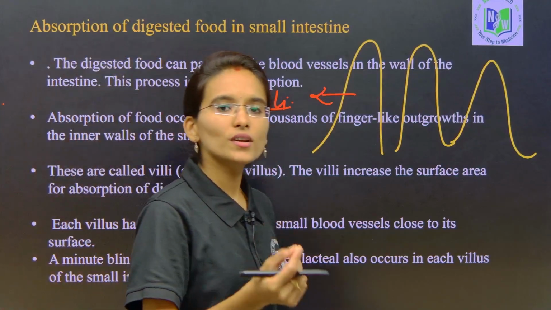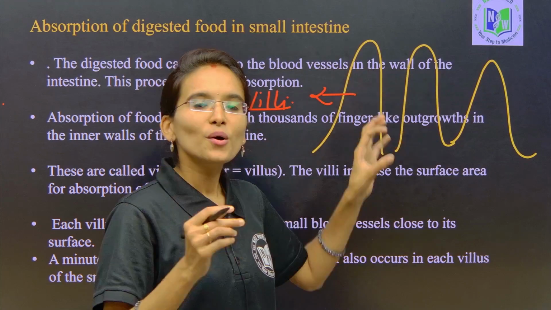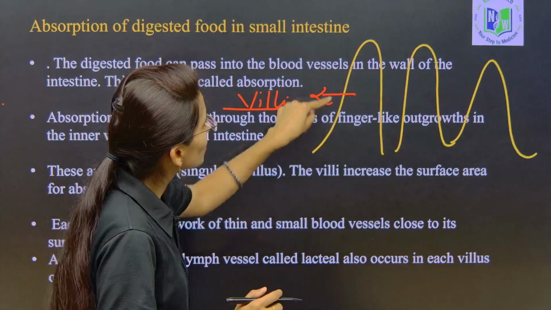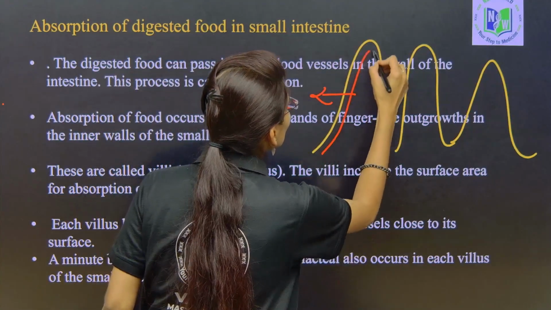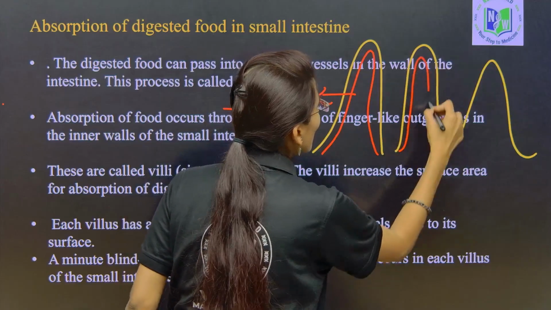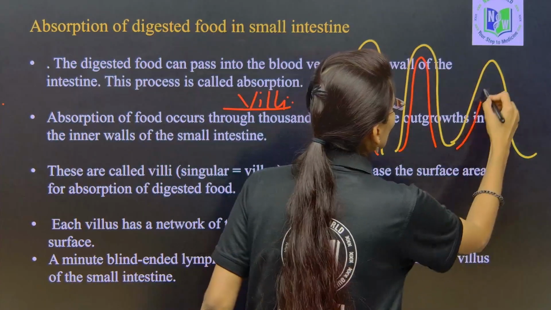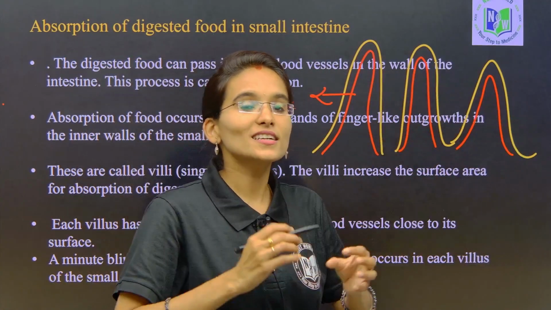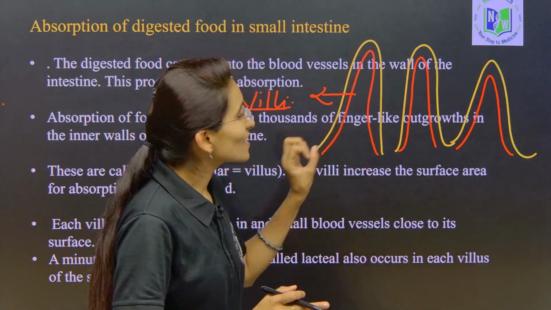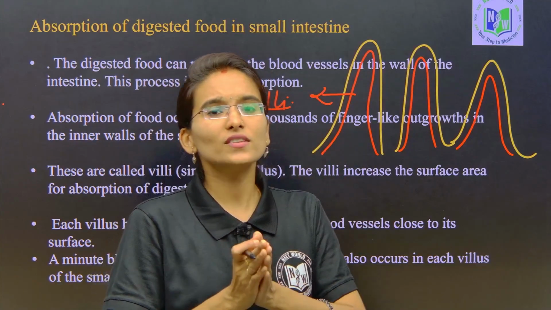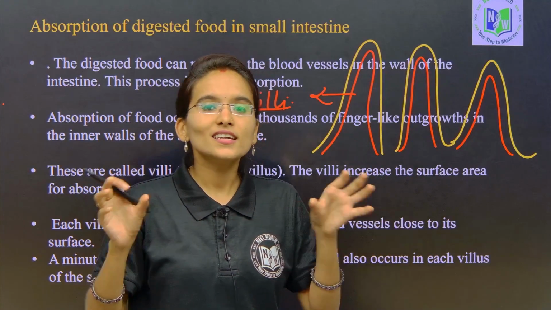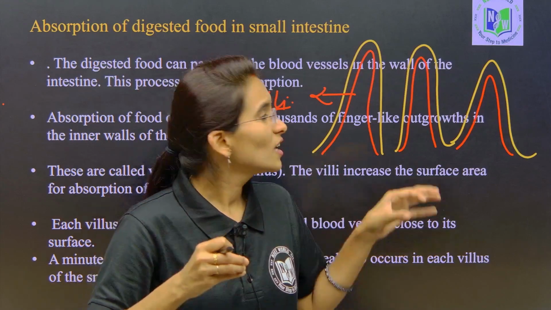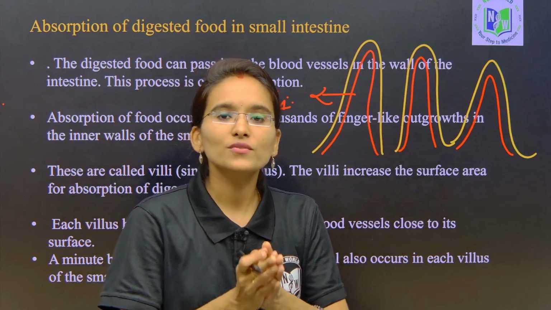Villus means a single finger-like projection, villi means a group of many finger-like projections. These villi are richly surrounded with blood vessels and contain many blood vessels. The major function of the villi is to increase the surface area for absorption, to absorb the digested food.